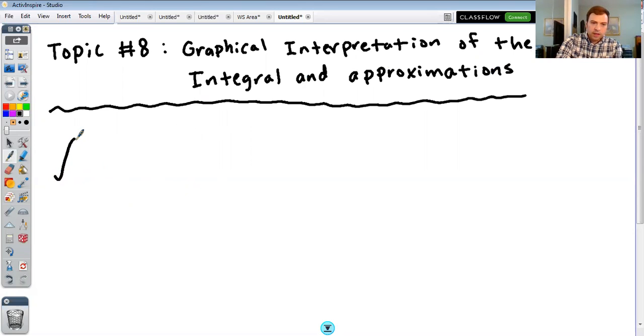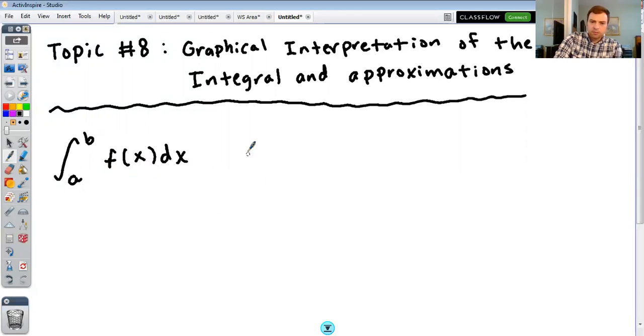So the next chunk of our review lessons will center around the integral from a to b of some function f of x dx. Remember that we call f of x the integrand. A and b are the limits of integration. We are integrating from a to b. And then dx, that's our variable of integration. We're integrating in terms of x.